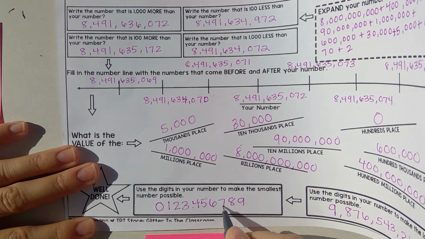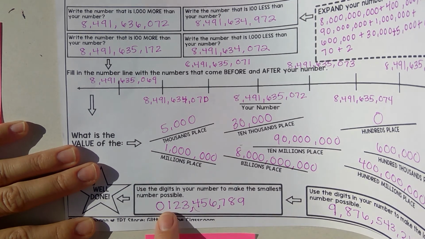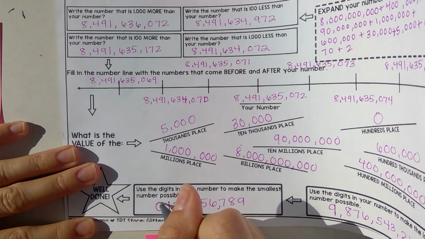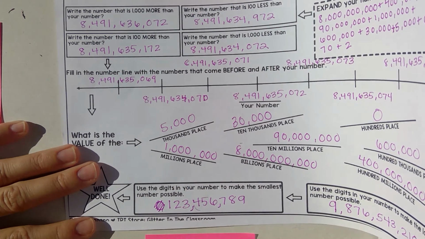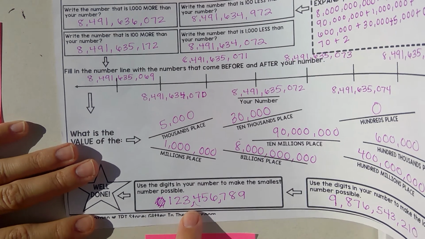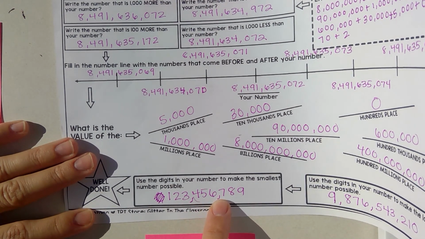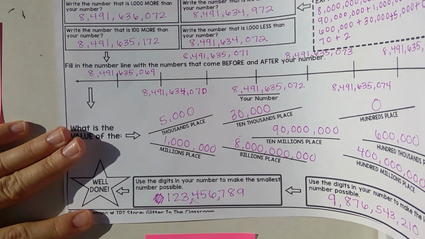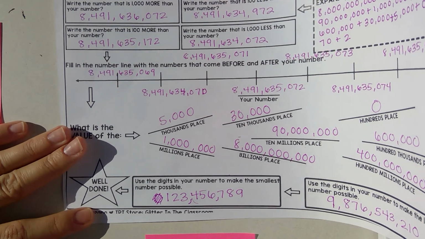So then I'll put 3 together, comma, 3 together, comma. So this number is actually, if I just don't even look at this 0, because it doesn't need to be there, this is 123,456,789. So that would be my smallest number. Good job, guys.